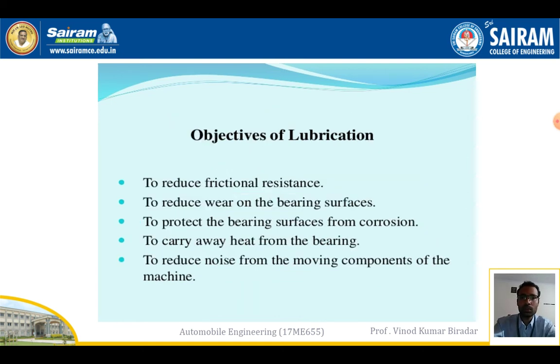What are the main objectives of a lubrication system? The main function of the lubrication system used in an IC engine is to reduce the friction resistance between two surfaces and reduce wear on the bearing surfaces, which normally have sliding movement. Third, it protects the bearing surface from corrosion, carries away heat from the bearing system, and reduces noise from the moving components of a machine. These are the main objectives of the lubrication system.